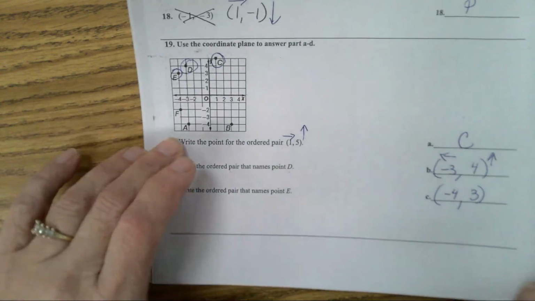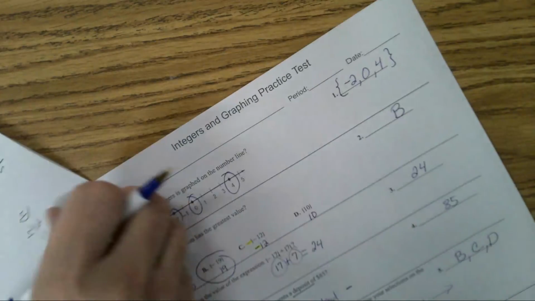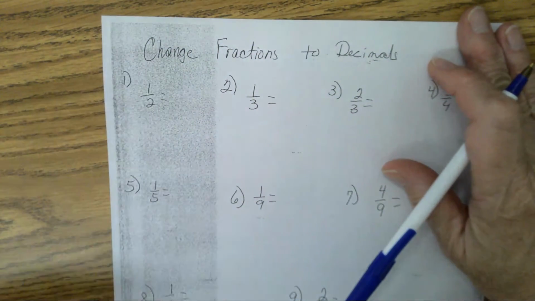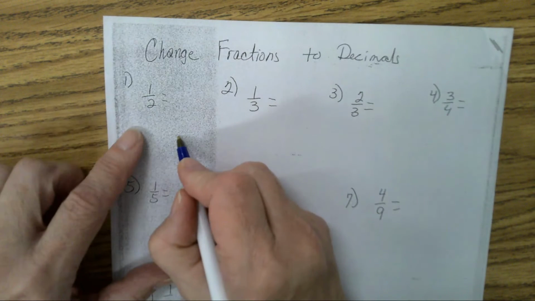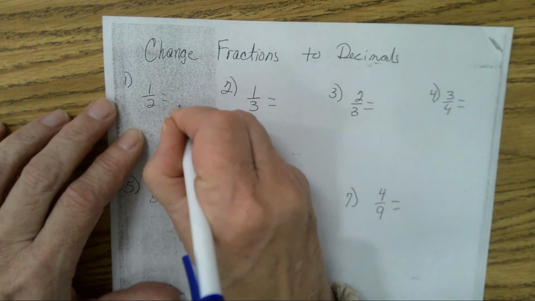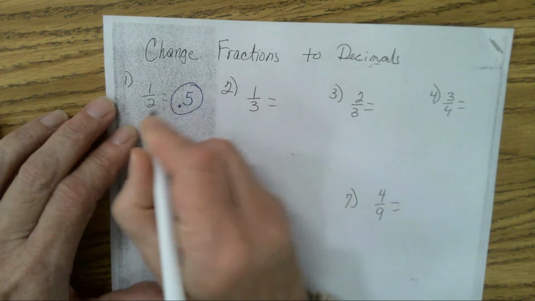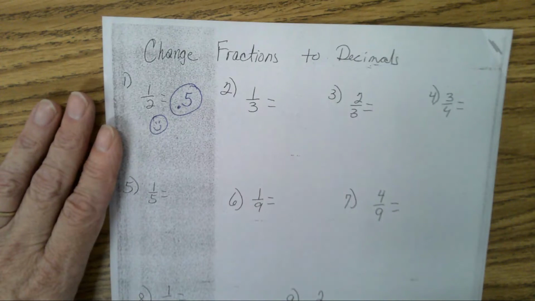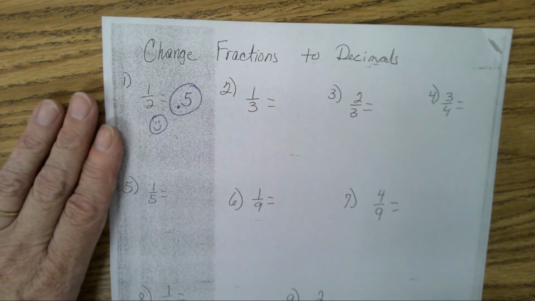Great. Now let's go on the back side. Changing fractions to decimals. Okay, kids? What's the decimal for 1/2? You should have this one memorized. 0.5. 1/2 is the same thing as 0.5. Put a happy face because you all know that one, right? Who has 1/3 memorized? Yeah.